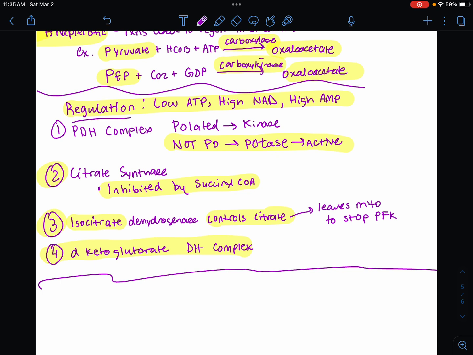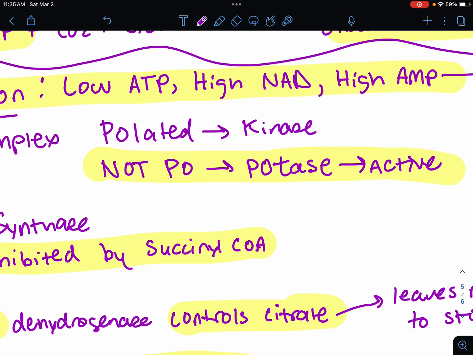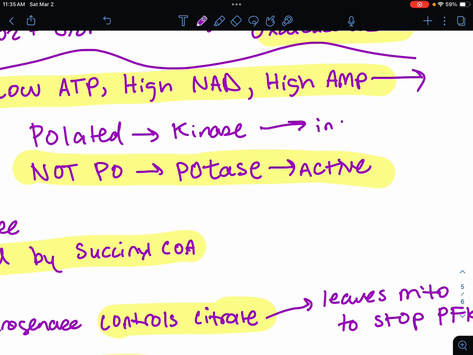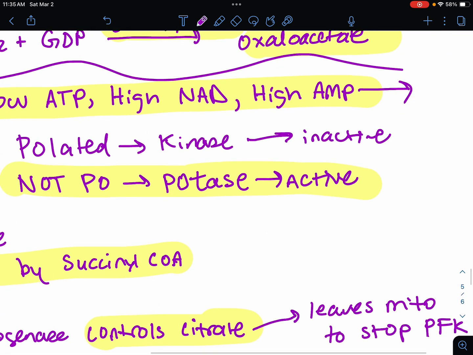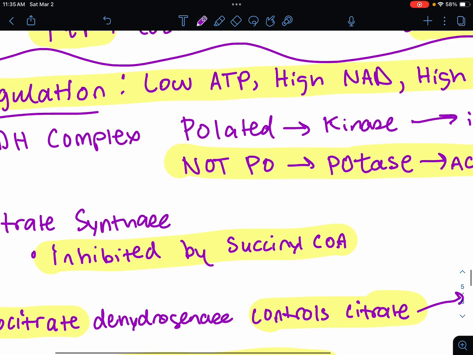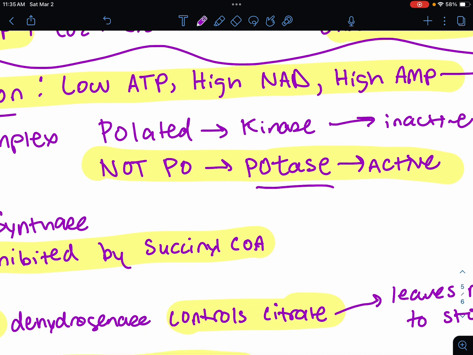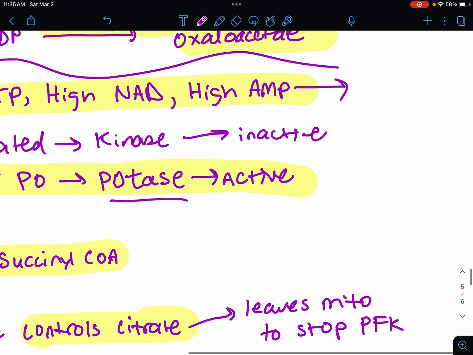However, we do have regulation. Regulation is going to just be the common sense stuff. Low ATP, high NADH, and high AMP are going to just drive the PDH complex forward. The PDH complex also has this thing where if it's phosphorylated by a kinase, this means it's inactive. There's a PDH kinase that will phosphorylate the complex, and that'll cause it to be inactive. However, if it's not phosphorylated, because a phosphatase came in and stripped away the phosphate groups, the PDH phosphatase, when it doesn't have the phosphates on the PDH complex, this means that the whole complex itself is active and it's going to, again, be pushed forward.